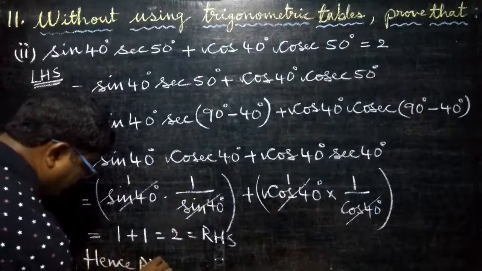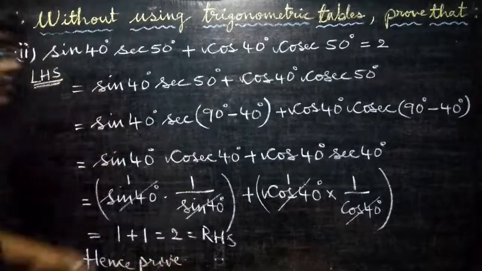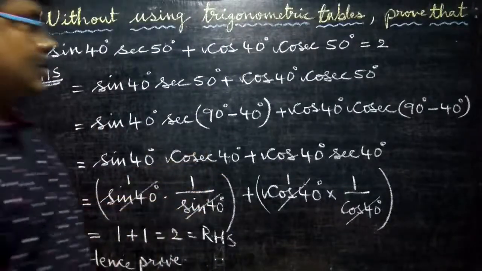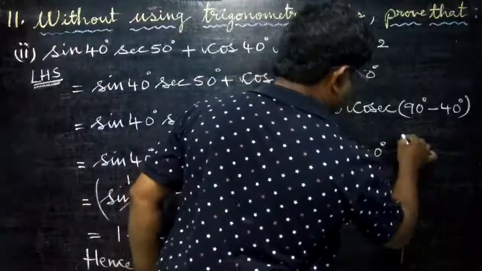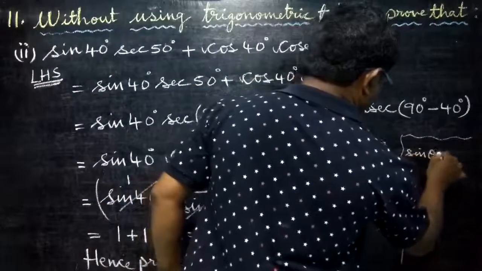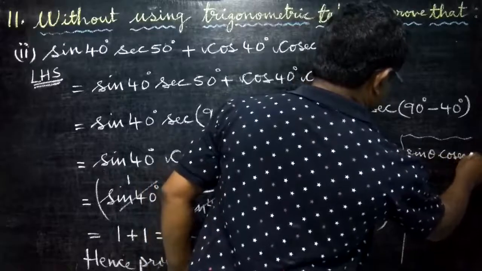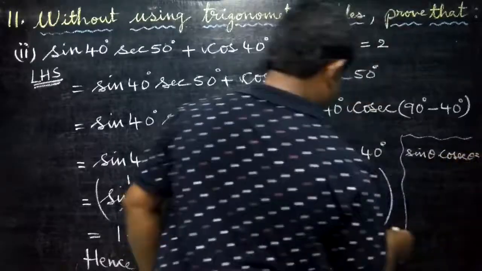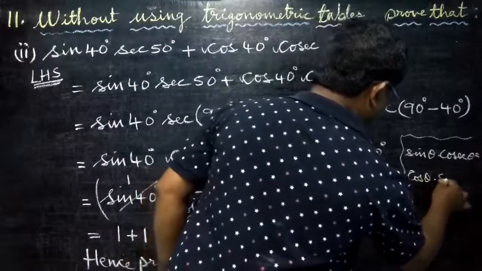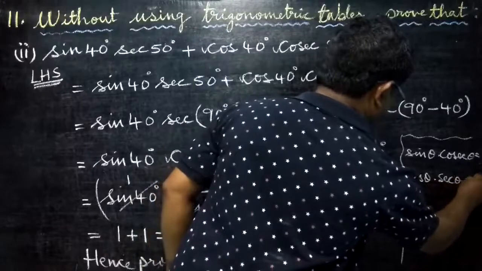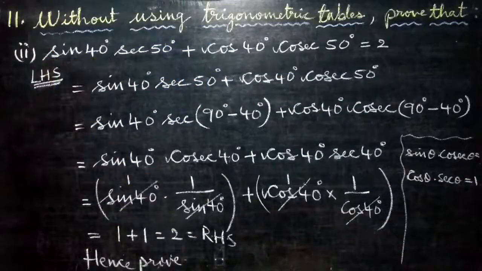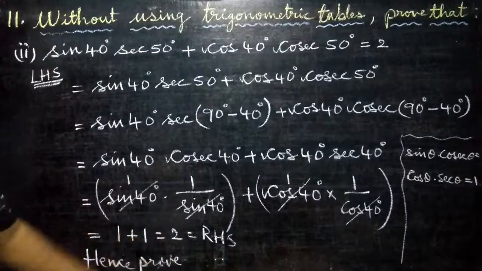Or otherwise you can apply the formula I told you. Nothing will happen. For your understanding purpose I am writing those formulas. Sin theta into cosecant theta is equal to 1, and cos theta into secant theta is equal to 1. Either way you can apply these formulas. The same answer comes: 1 only will come. 1 plus 1 is 2.